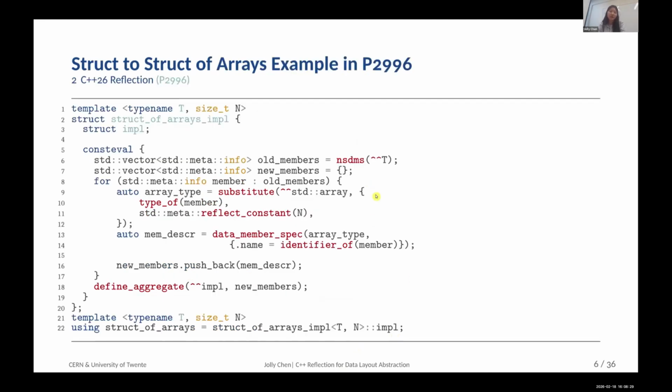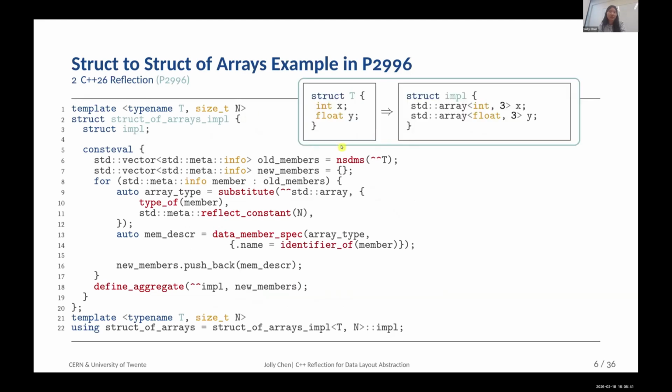The proposal for C++36 reflection, so-called P2996, actually already gives us an example of how you can turn a struct into a struct-of-arrays. So for example, if you have a structure T that has an integer and a float, you can plug this into this call to struct-of-arrays impl, and then you get back a new structure impl that has the array version of each data member.